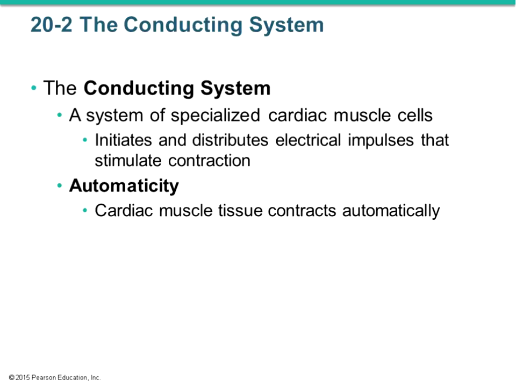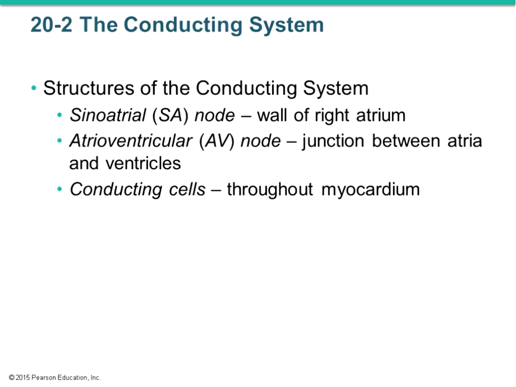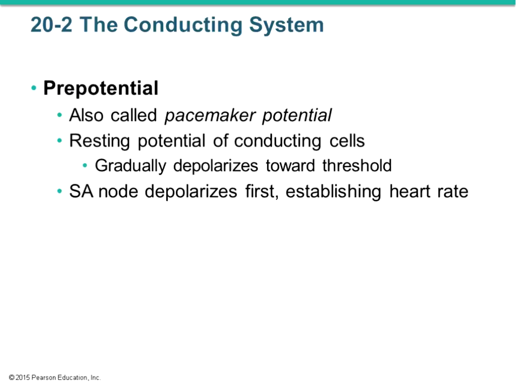So the conducting system are these specialized cardiac muscle cells that basically initiate and move the impulse through the muscle so that it contracts. And the cardiac muscle tissue is going to respond to those impulses by contracting automatically. And the significant components of the conducting system, again, we have the SA node, which I mentioned, the AV node, and then ultimately the conducting cells.